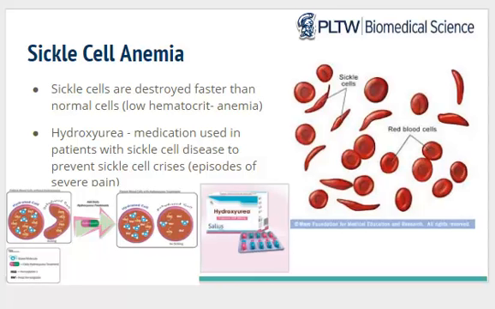The drug that was found in Anna's system is called hydroxyurea. Hydroxyurea is a medication that is used for patients that have sickle cell disease to prevent any sort of sickle cell crisis. Sickle cell crises are episodes of severe pain, generally in the joints. By taking this medication, it reduces the risk of those events actually happening.